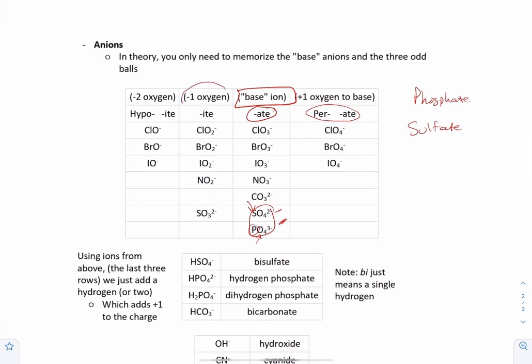Now, it's not listed here, but technically, if they were to ask you what phosphite looks like, you would say, I know that anything that ends in ite always has one less oxygen than the base ion. So you could accurately say this is probably PO3, and it will always follow the same charge as the base ion, so it's going to be 3 minus. Just by knowing the base ion, you could get to other ions.